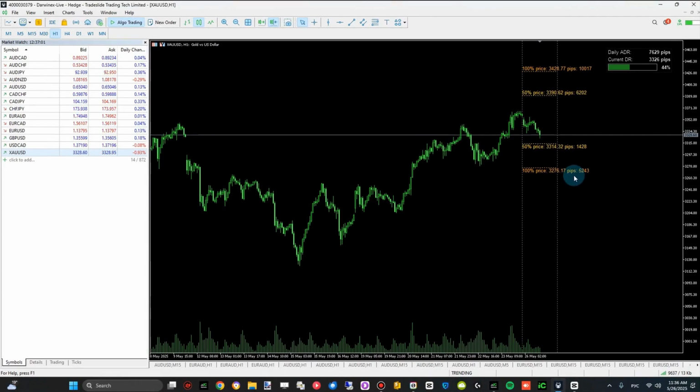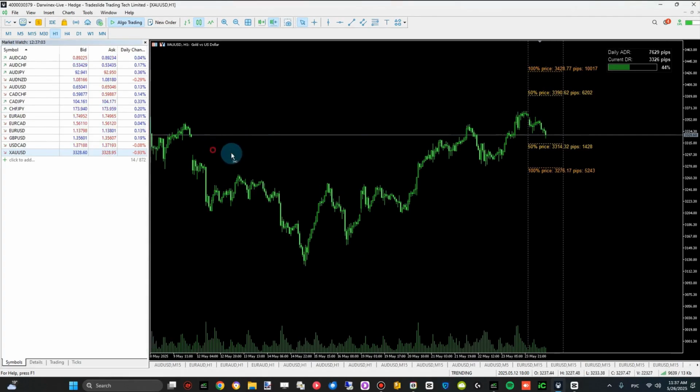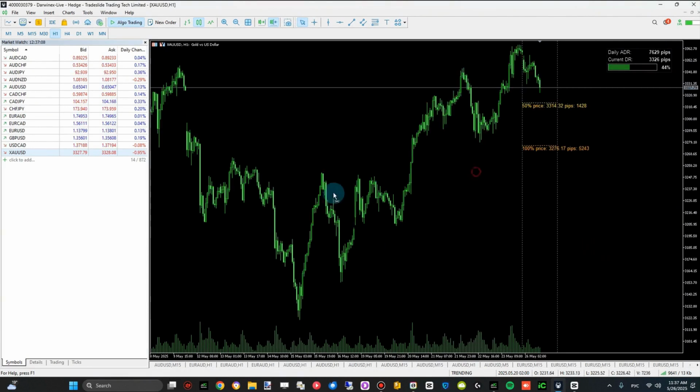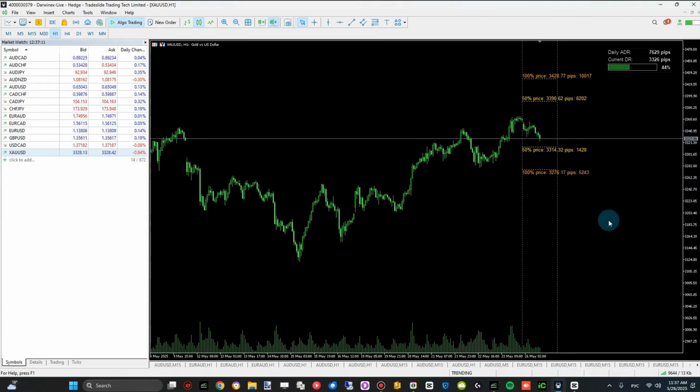Guys, this is what the indicator looks like on the price chart. Using historical price data for this asset, the indicator calculates the average daily volatility, which is shown here in points for the specified asset, in this case, for gold. And the indicator sets these levels here.